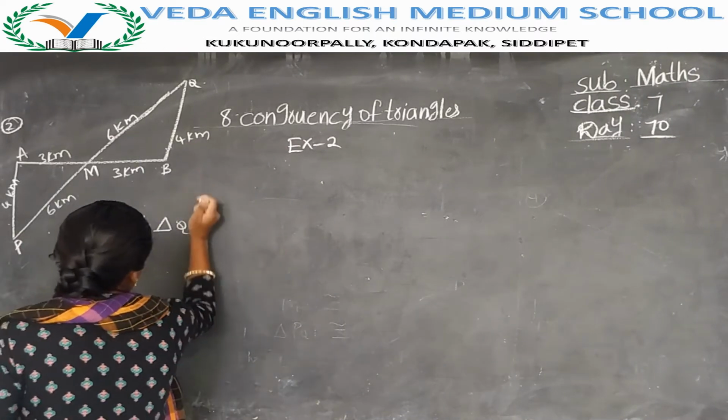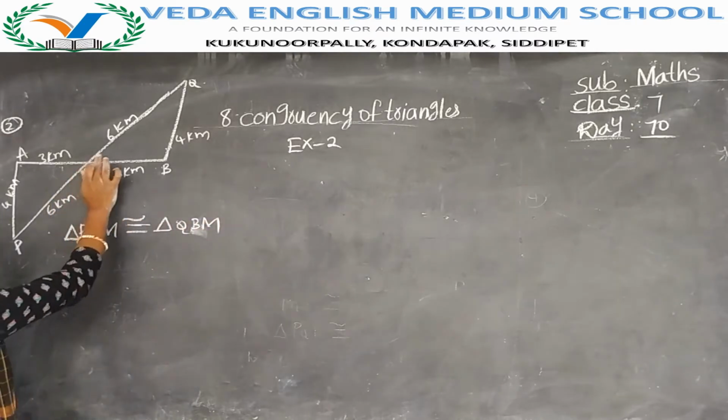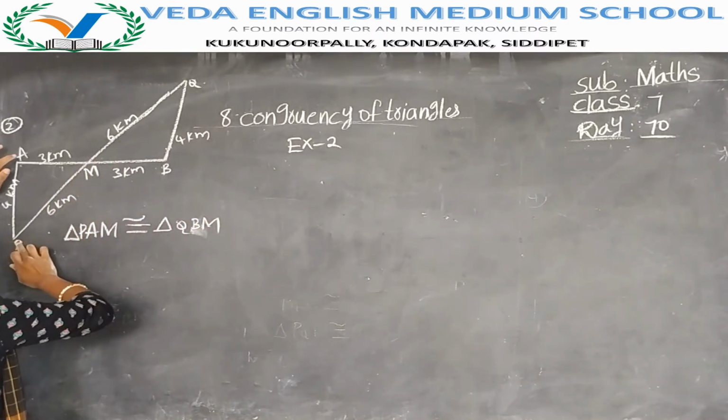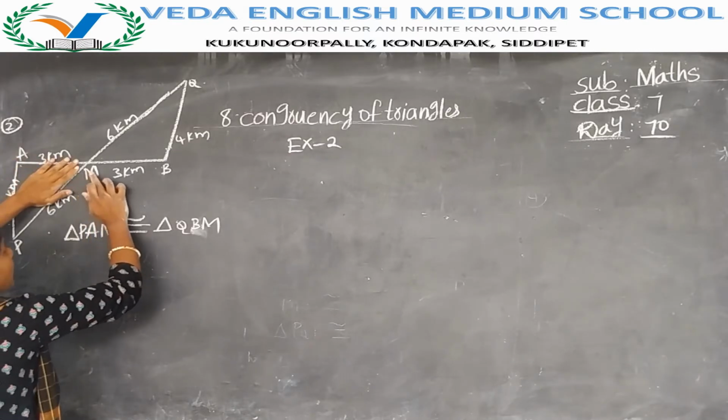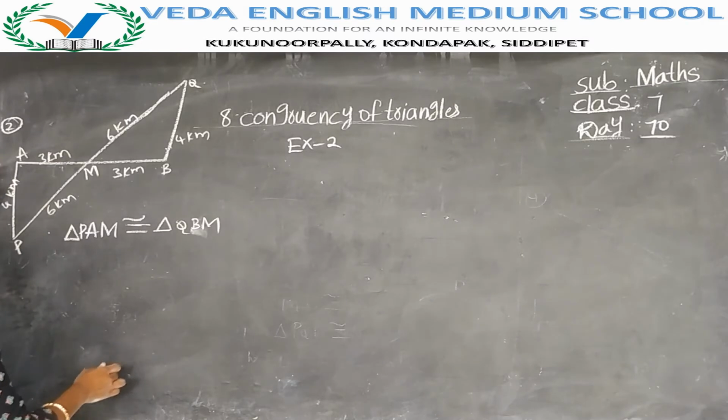QBM and QBM. If these two triangles are equal, then the two angles are equal. PAM is one triangle, QBM is another triangle. Then we have to find what is the distance from AP they are asking.